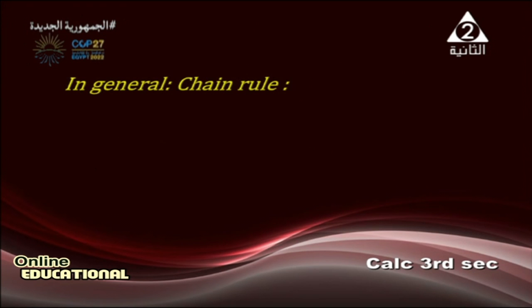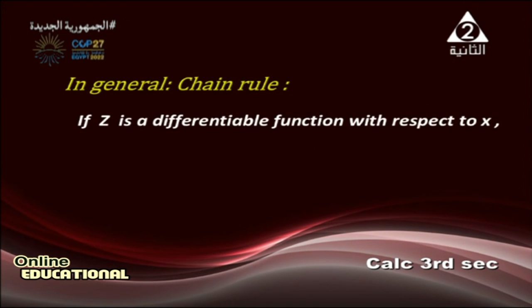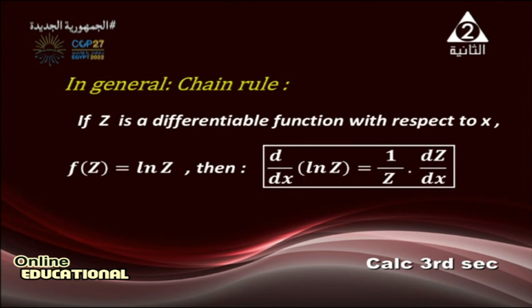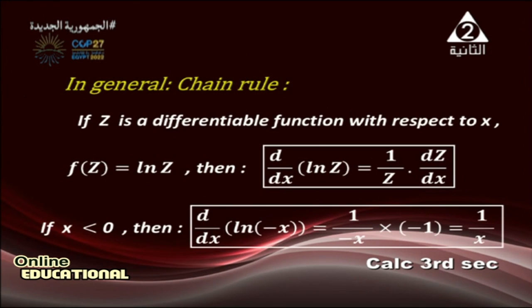In general, chain rule: if z is a differentiable function with respect to the variable x, and f of z equals ln z, then the derivative of ln z by dx equals 1 over z multiply dz by dx. And if x is smaller than 0, then the derivative of ln negative x with respect to x equals 1 over negative x multiply negative 1, which equals the same result, 1 over x.